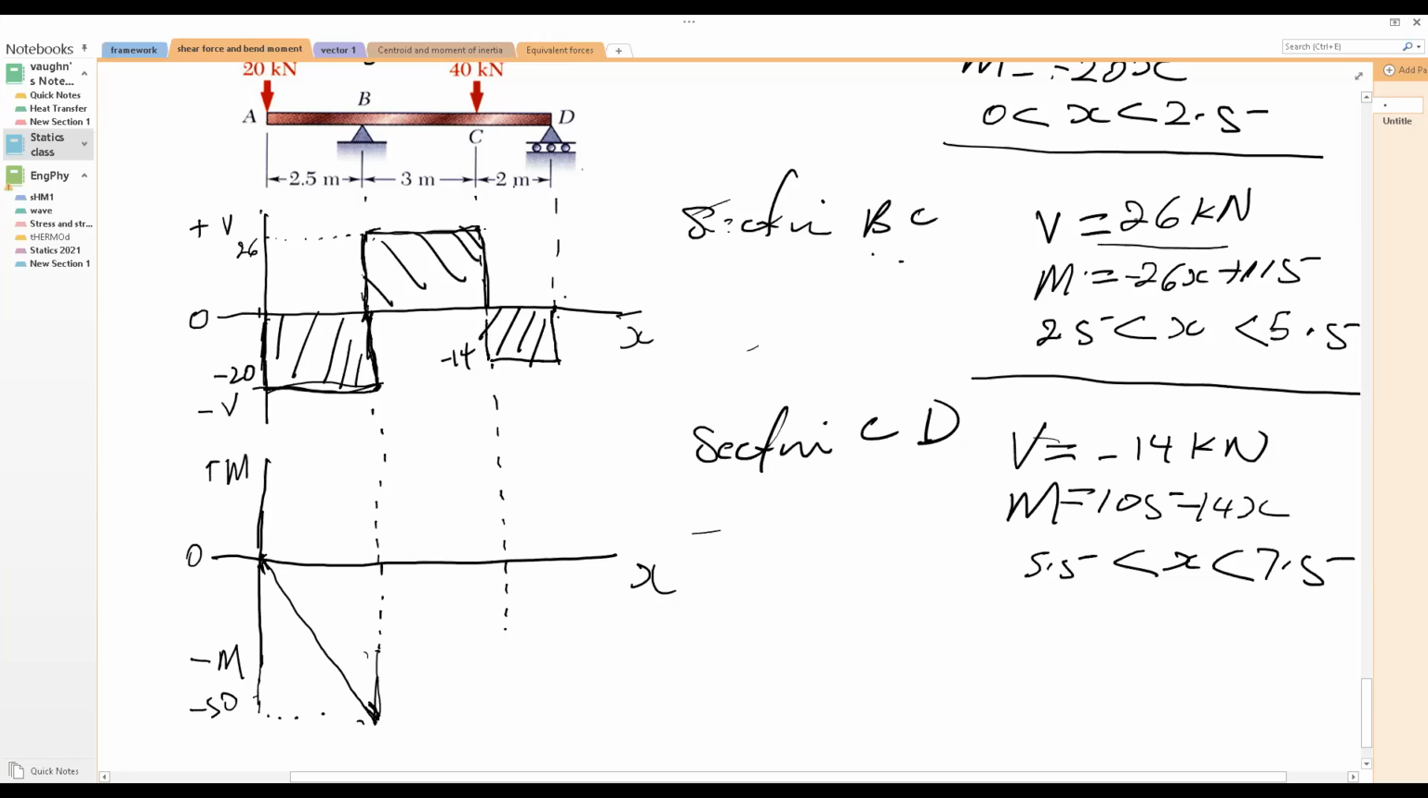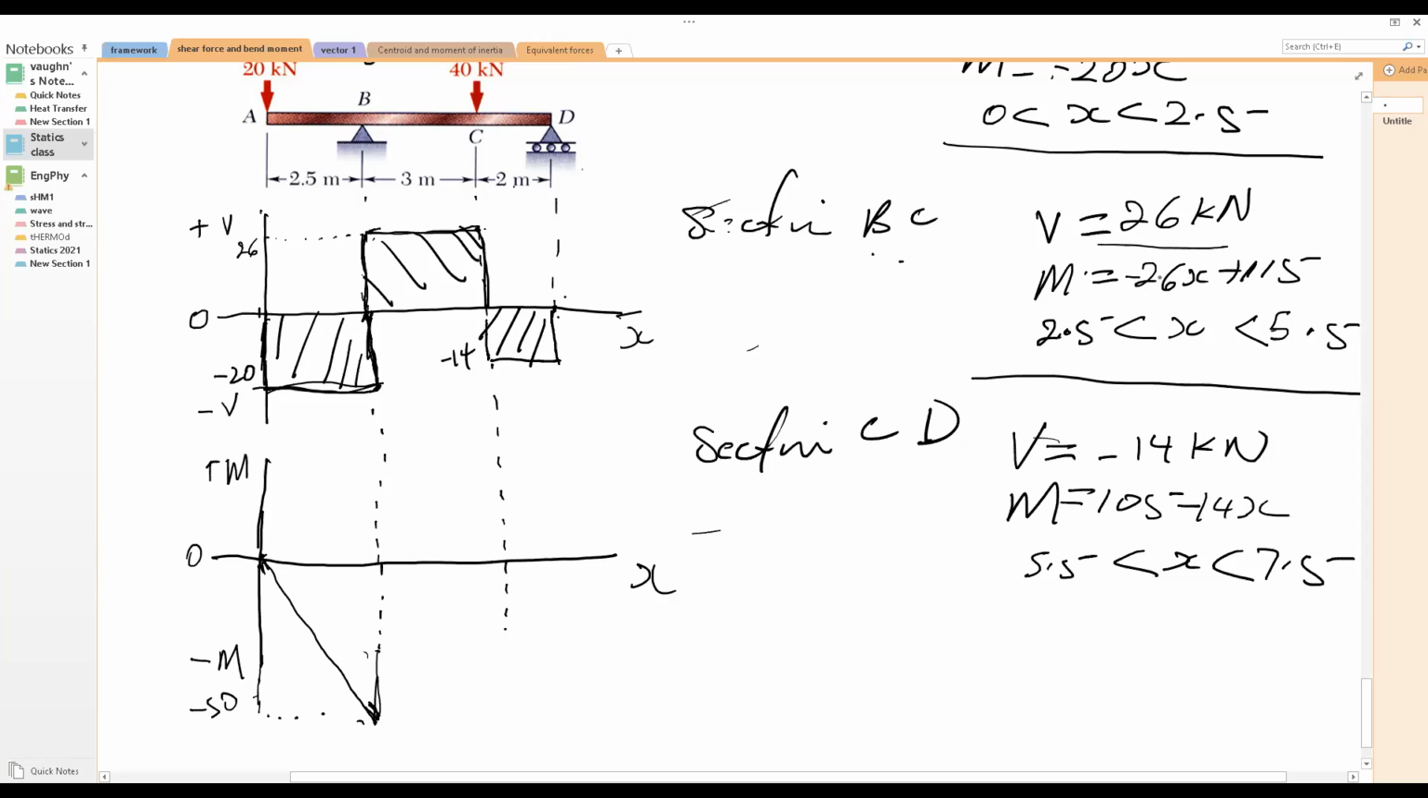When the shear force is 26, the bending moment is minus 26x plus 115. Let's check it out. We put in the first value, 2.5 times 26x. Now let's see what we'll get. So it's 26 times 2.5, and it's minus. We're getting minus 65 right there. If we get minus 65 there, it means that something is wrong.